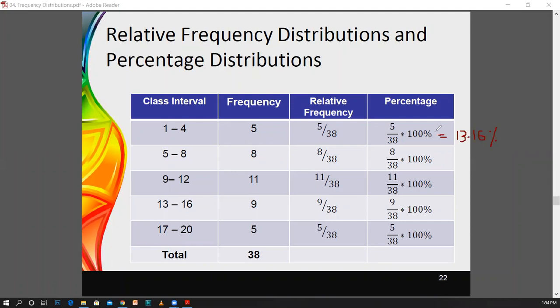When you are dealing with these percentages, at the end, the total value of these percentages should be equal to 100%. It cannot exceed 100%. Therefore, you can check whether the calculations are right or wrong using that technique.